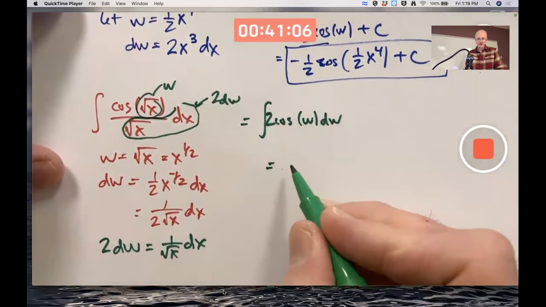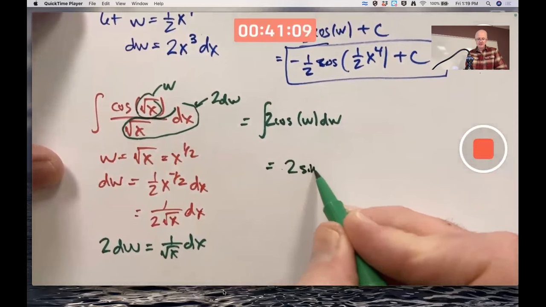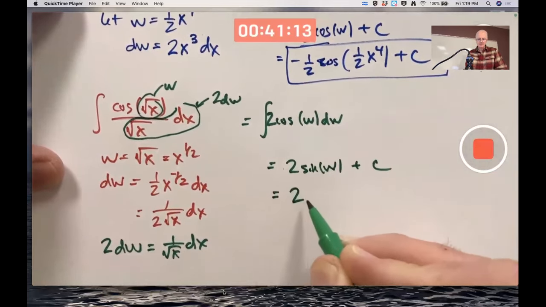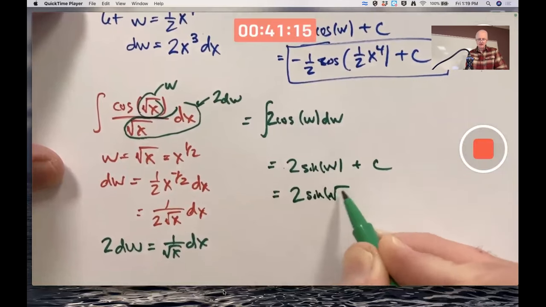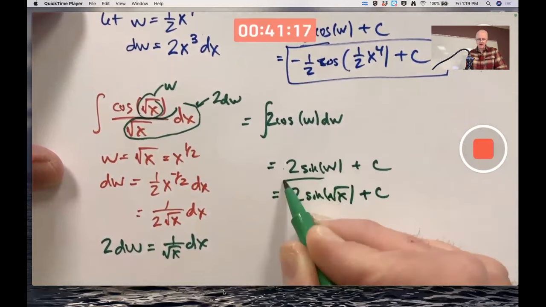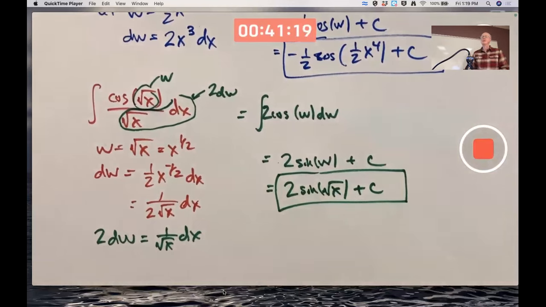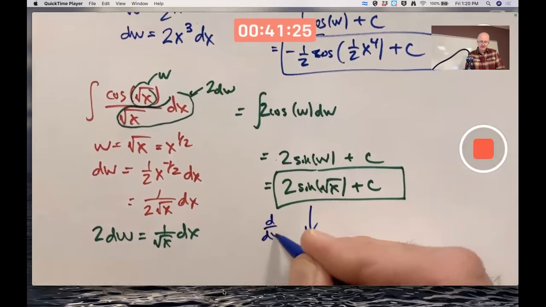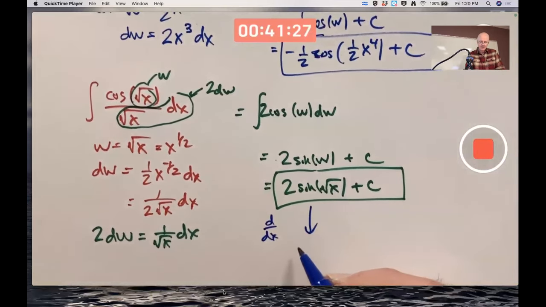This integral is going to become 2 sine w plus c. Replace the w with square root of x plus c. Evidently, this is the correct answer. Check it. It's worthwhile to check it. Differentiate that with respect to x. You need the chain rule. The derivative of sine is cosine.